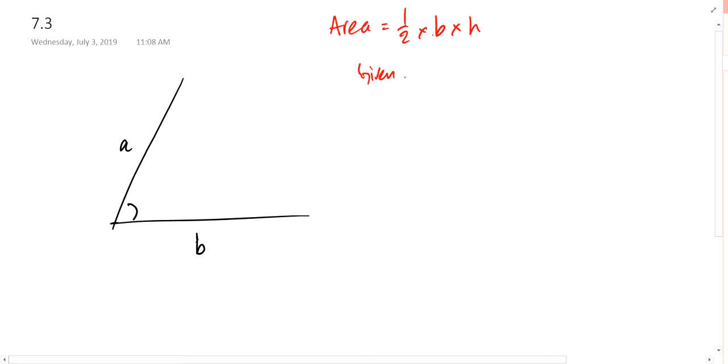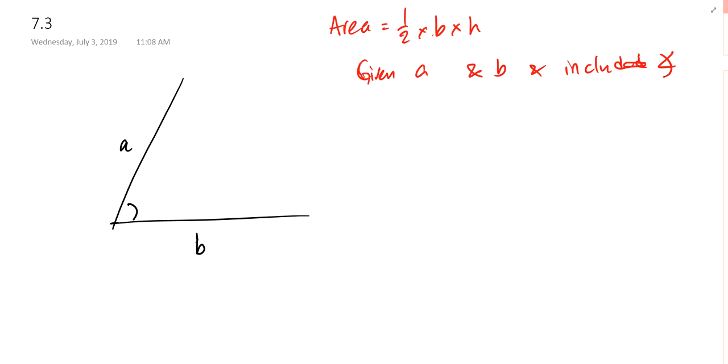Given A and B and included angle. What does this statement sound like? Which topic does this sound like? I give you A, I give you B, I give you included angle. SAS, right? What topic is that? Yeah, similarity and congruency. Which one exactly is it? Congruency, right? Based on these 3 pieces of information, I can draw a triangle.